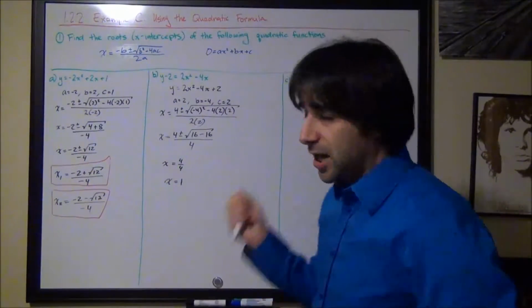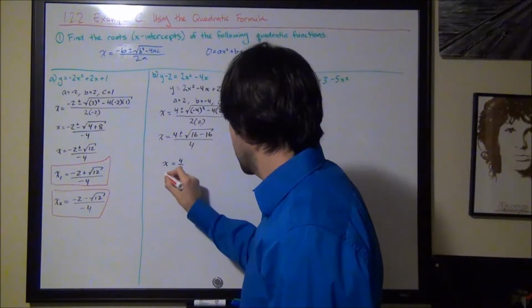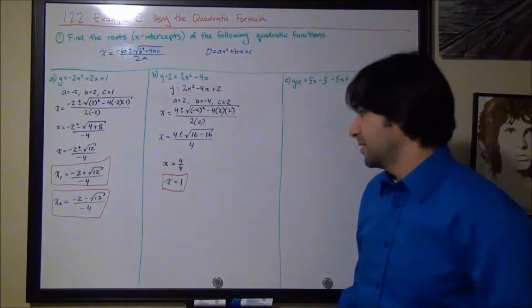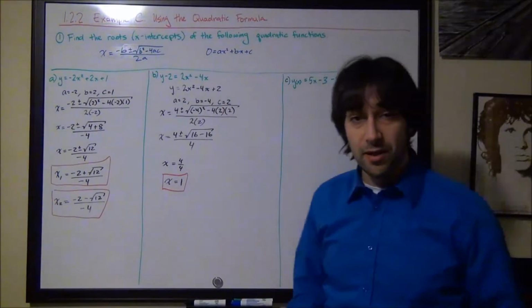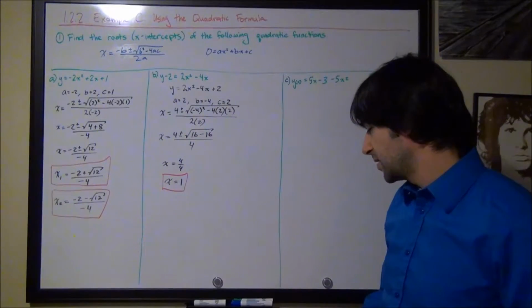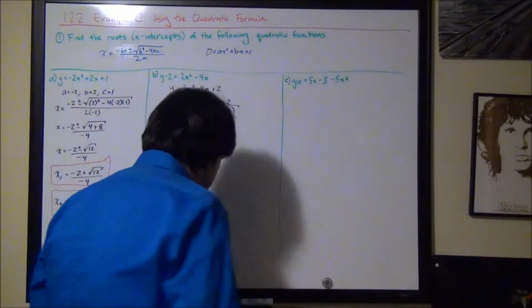What that means is that our quadratic function touches but does not cross the x-axis. In other words, the vertex of our function, of our parabola, will be on this x-axis and it will touch the x-axis at this particular point. Let's do part C.